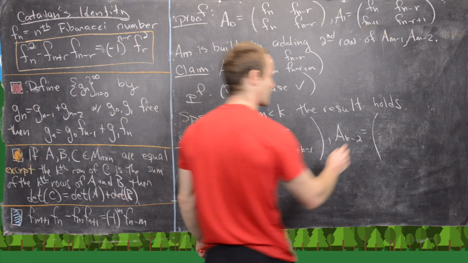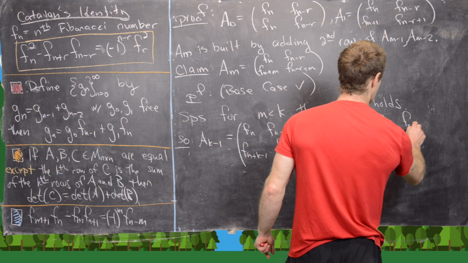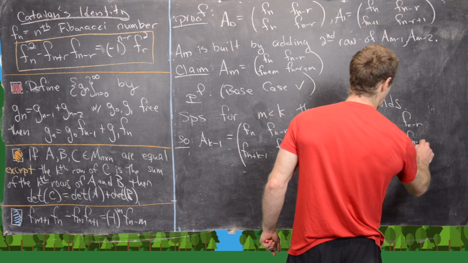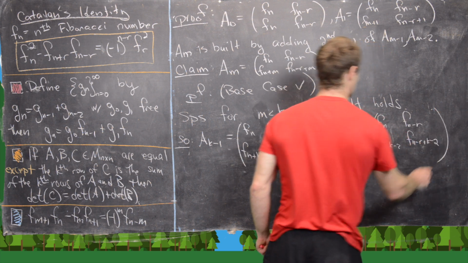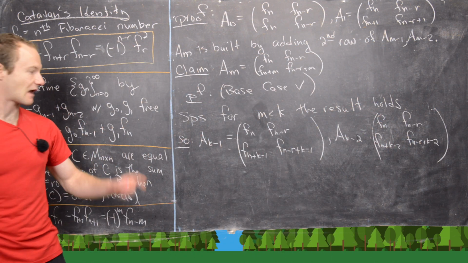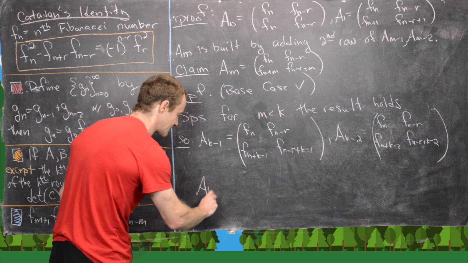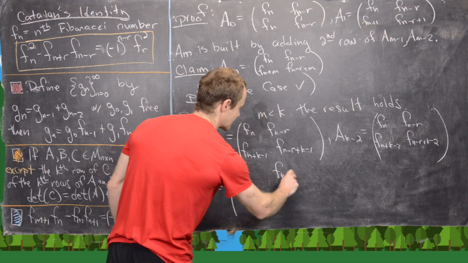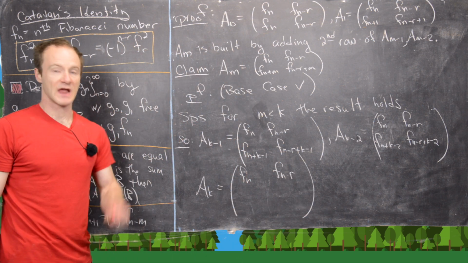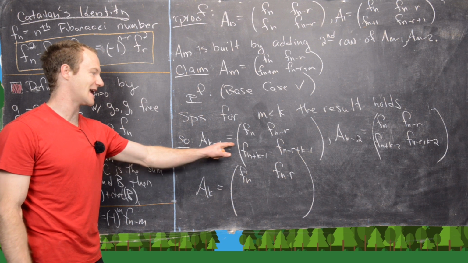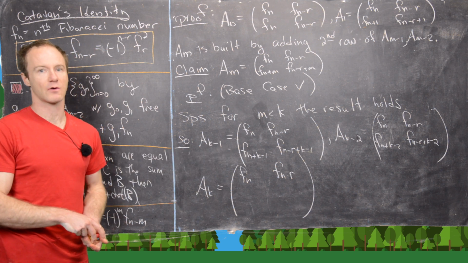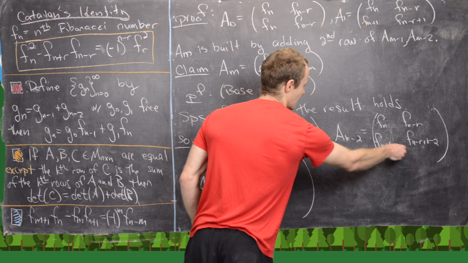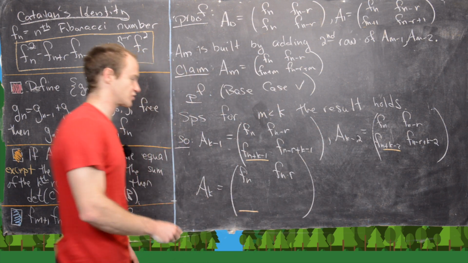So let's see, that means we have Fn, Fn minus r, Fn plus k minus 2, and Fn minus r plus k minus 2. Great. And now let's recall how we form A sub k. So that's going to be equal to Fn, Fn minus r in the first row. And then the second row is made by taking the sum of the second row of those previous two matrices. So in other words, we'll add this term and this term to get this entry.